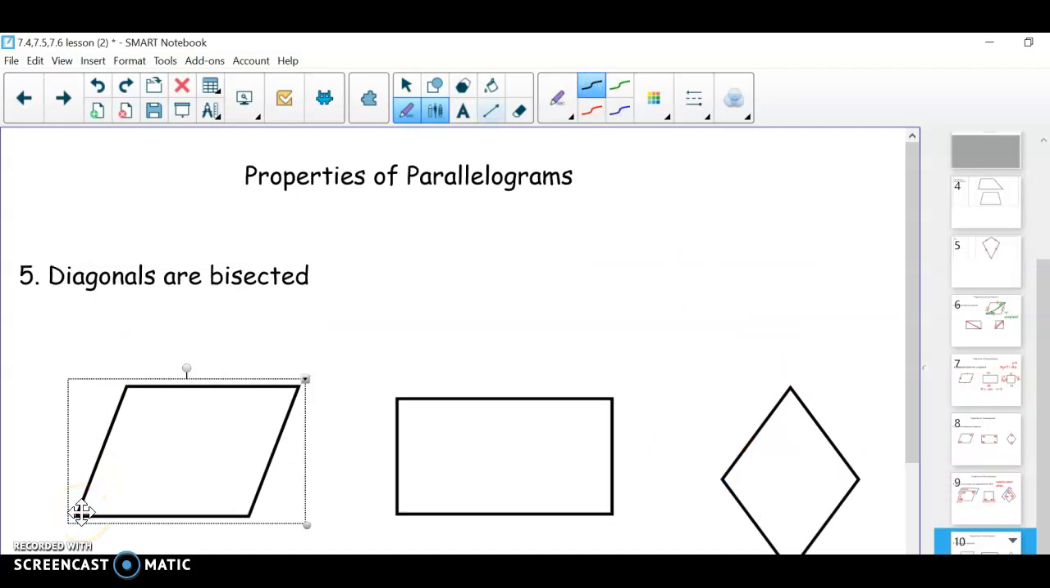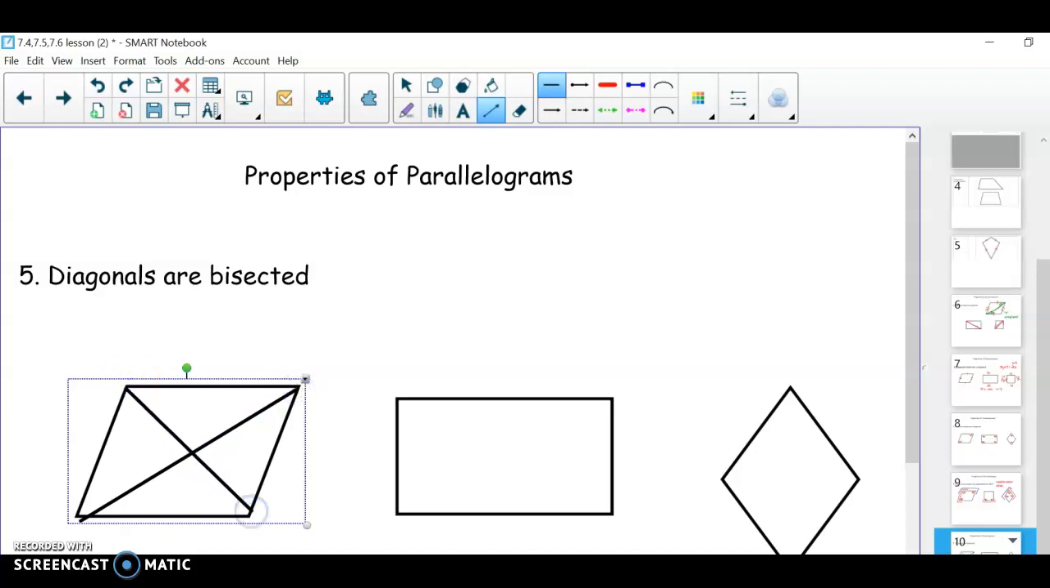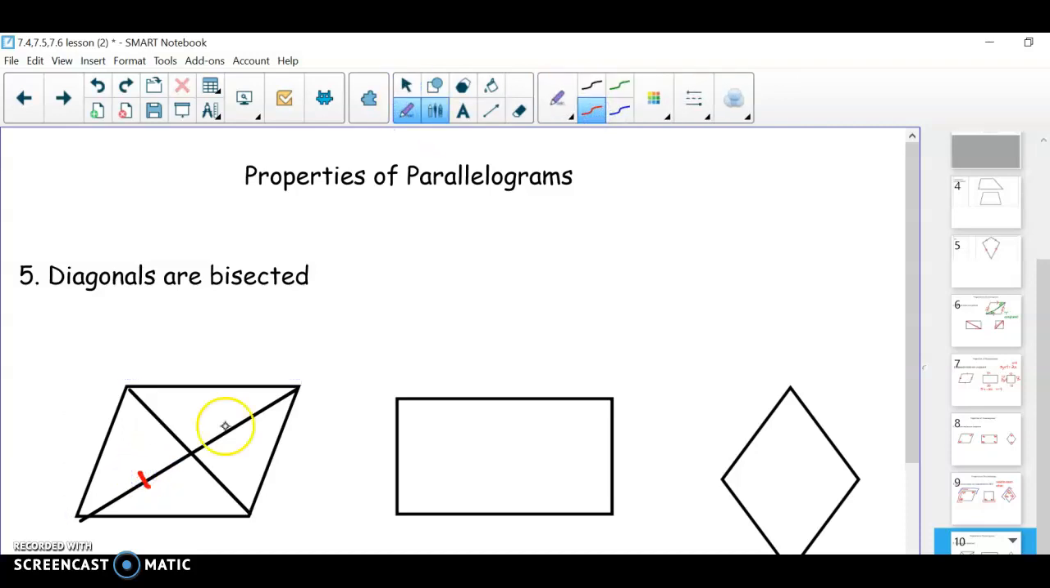So let's see, maybe I'll try and draw in a nice straight diagonal for you guys. All right, so here's one diagonal, here's the other diagonal. When I'm drawing this in, it is cutting the very first diagonal I drew in half. So that means that this piece would equal this piece.